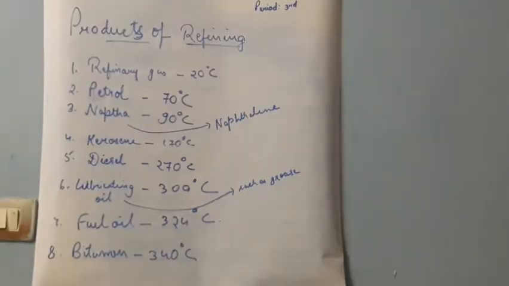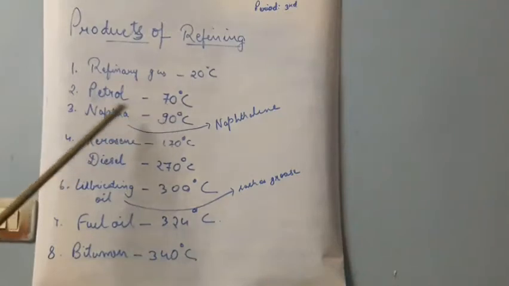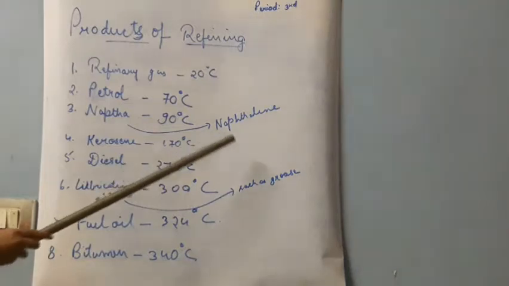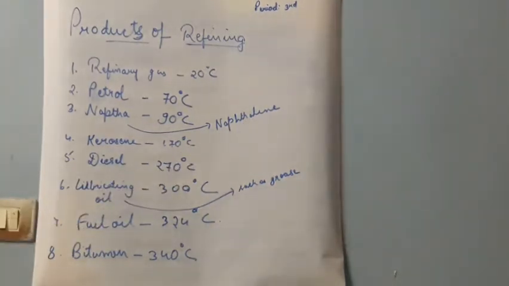Let's see some of the products formed from refining. First one, with the lowest boiling point, is refinery gas, meaning the gases which evaporate first, and that boils at 20 degrees centigrade. Then the second one, petrol, which boils at 70 degrees centigrade. Then naphtha, a reactant which produces naphthalene, at 90 degrees centigrade.